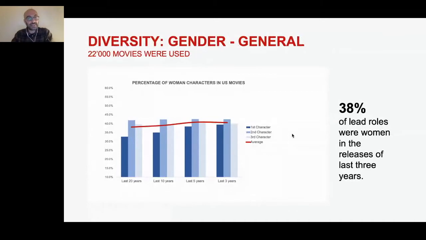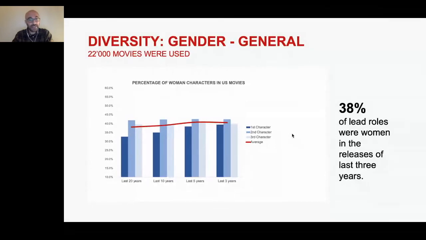Okay, and the second part of this democratization process was the diversity aspect we mentioned. This is a problem that the industry has been discussing very much in recent years as well. So we know there is a gender bias. Women are less represented in the top characters.